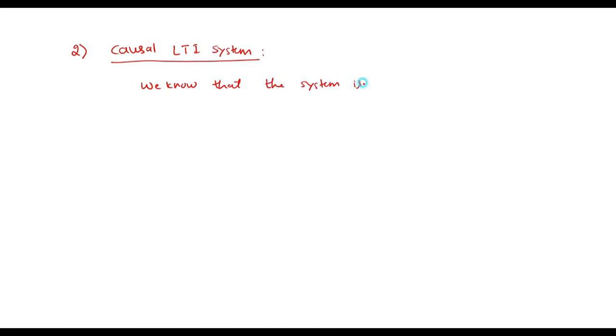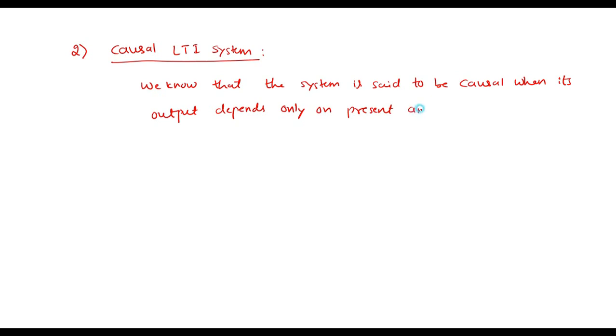Now let me consider a causal LTI system. We know that the system is said to be causal when its output depends only on present and past values, but not on future values.